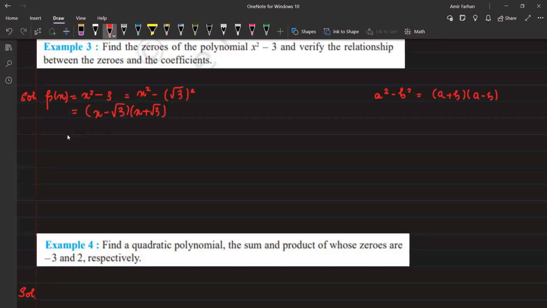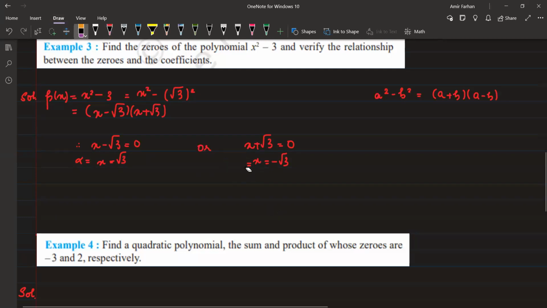You will just equate them to zero. Yes, sir. So x minus root 3 will be equal to 0, or x plus root 3 equals to 0. Yes or no? Yes, sir. So x will be equal to root 3. I'm considering this as alpha, and x will be equal to negative of root 3. Yes or no? I'm considering this as beta. Yes, sir.